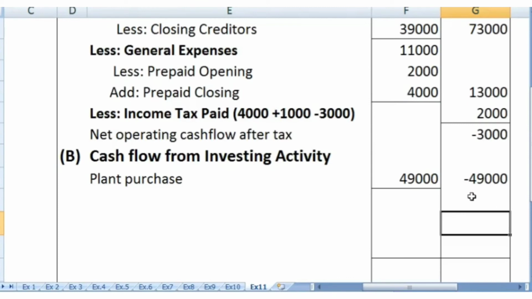Correct? We can prepare the account and find it, but I have directly taken it here. No need to prepare the accounts. Okay, if you understand directly, then we need not prepare the account. So investing activity is over here.